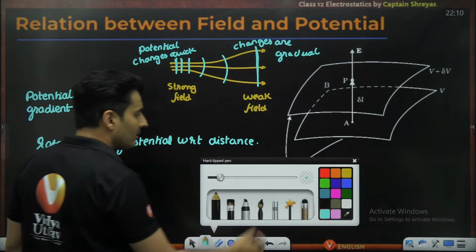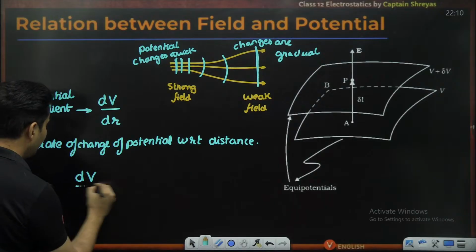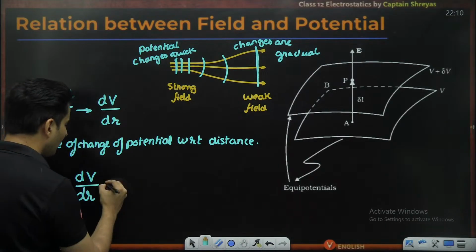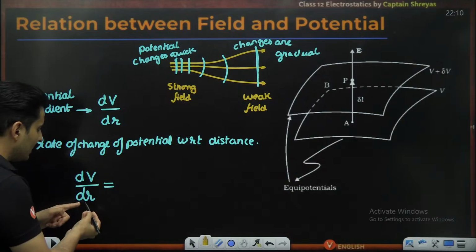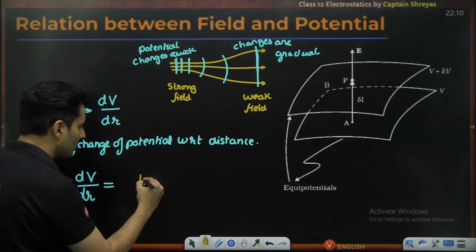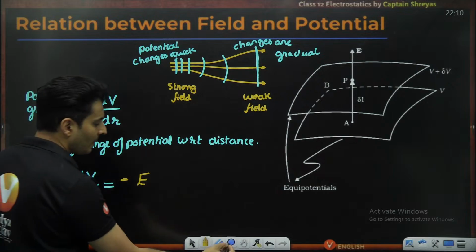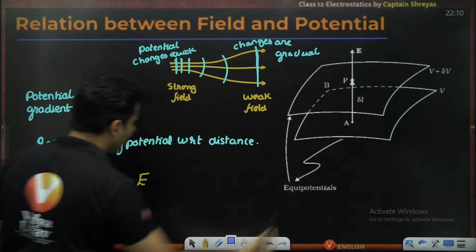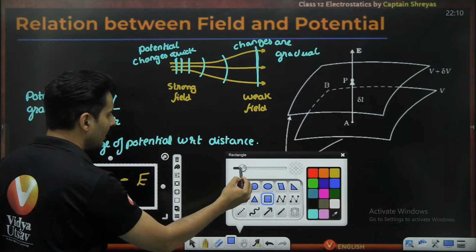So it is exactly going to be like this. dV by dr will be equal to, if E is more, this is more. If this is less, then the E field is also less. But it always comes with a negative sign. This is something you should be careful about. dV by dr is negative E.